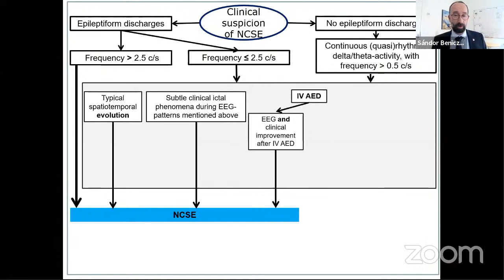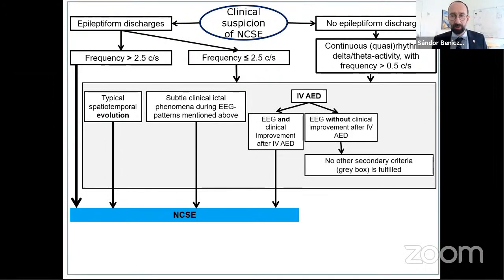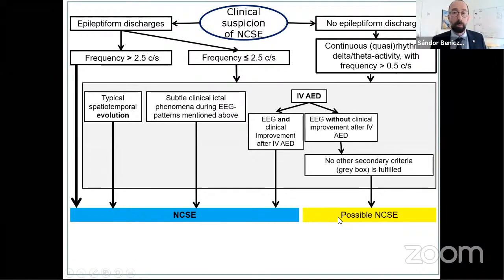This is often the case in a patient who has a predefined or pre-diagnosed epilepsy, taking medicine, but then forgets taking the anti-epileptic drugs and then goes into status epilepticus. It's rarely the case in the ICU. So what happens there is that you can see that the EEG improves, but you rarely can see a clinical improvement. So in this case, you say that this is a possible non-convulsive status epilepticus if only the EEG improves, but you cannot really assess the clinical improvement.